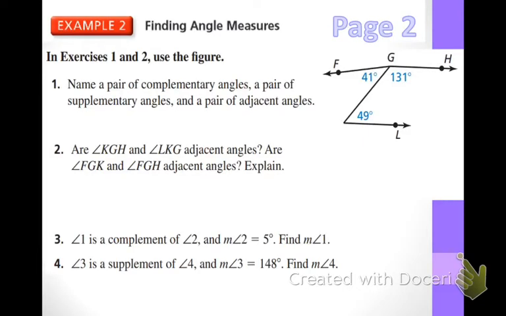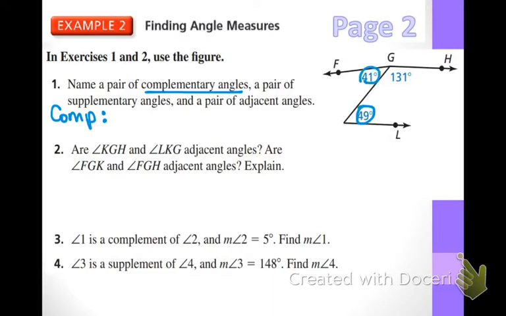In the first figure, this is page 2 of 1.6 notes. In exercises 1 and 2, we're going to use the figure. It says name a pair of complementary angles. So complementary angles were two angles that did what? They add up to 90. So what two numbers in this picture add up to 90 degrees?